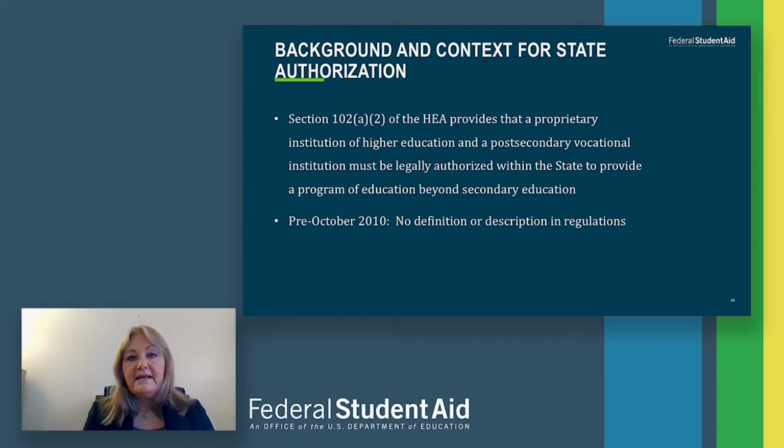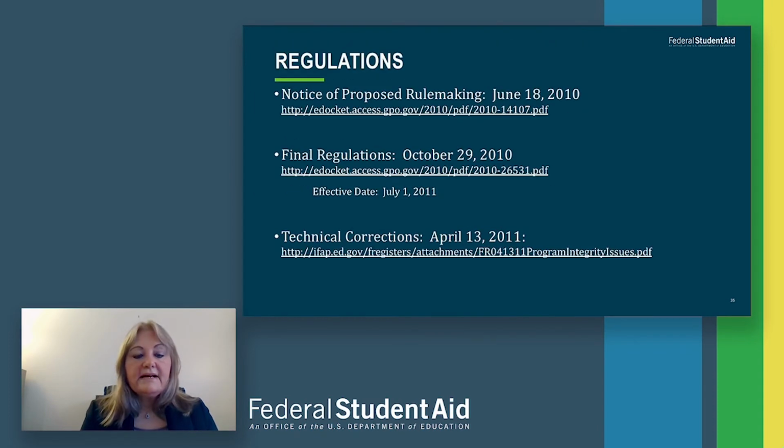state is expected to take an active role in approving an institution and monitoring complaints from the public about its operations and responding appropriately. This slide basically takes you to these regulations, specifically the Notice of Proposed Rulemaking from 2010, final regulations published October 29 of 2010, and technical corrections that were published in April of 2011.